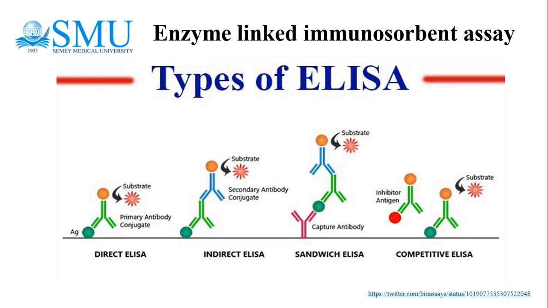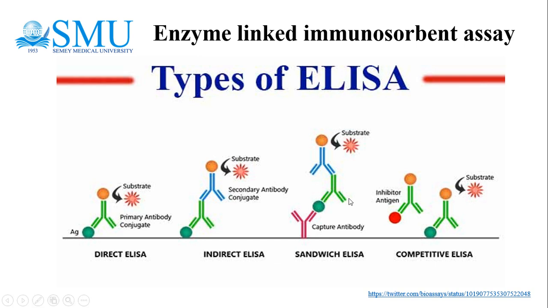Step 3, after washing, enzyme-labeled secondary antibody, anti-human immunoglobulin, is added. This is the secondary antibody. And next is step 4, after washing, a substrate chromogen system is added and color is developed.